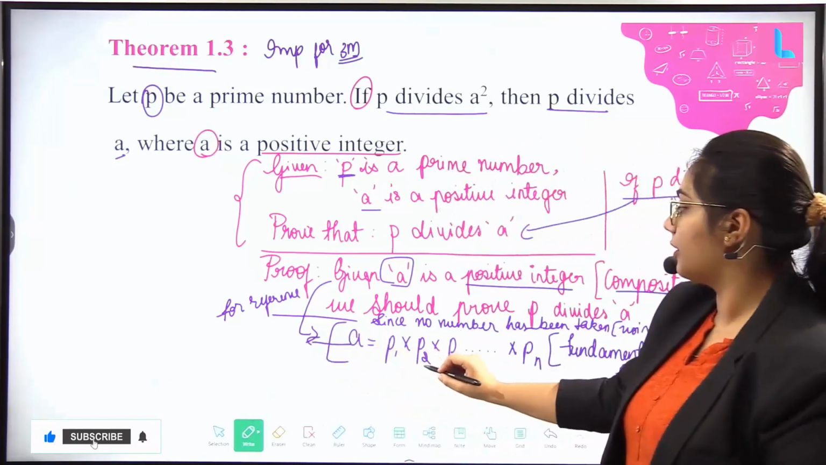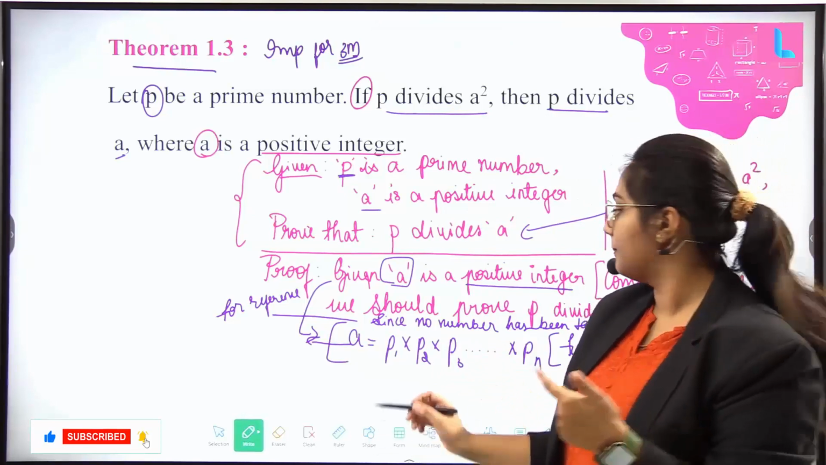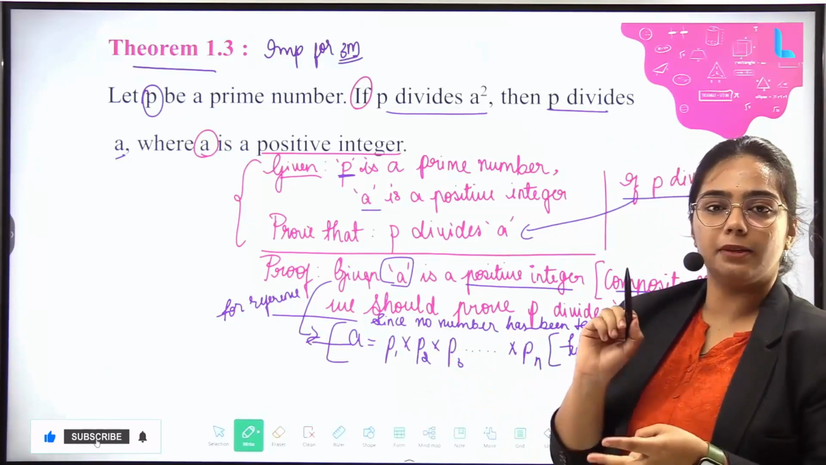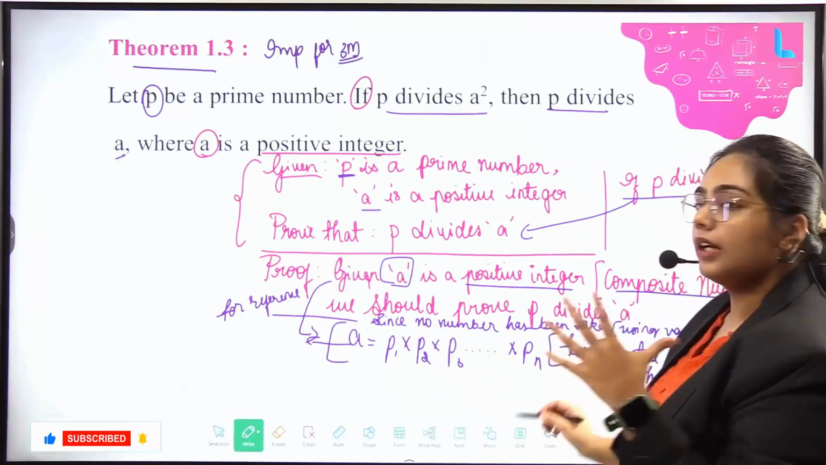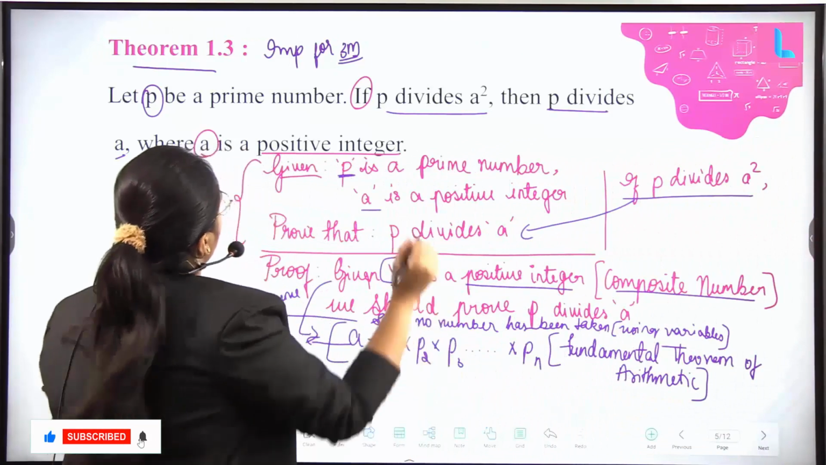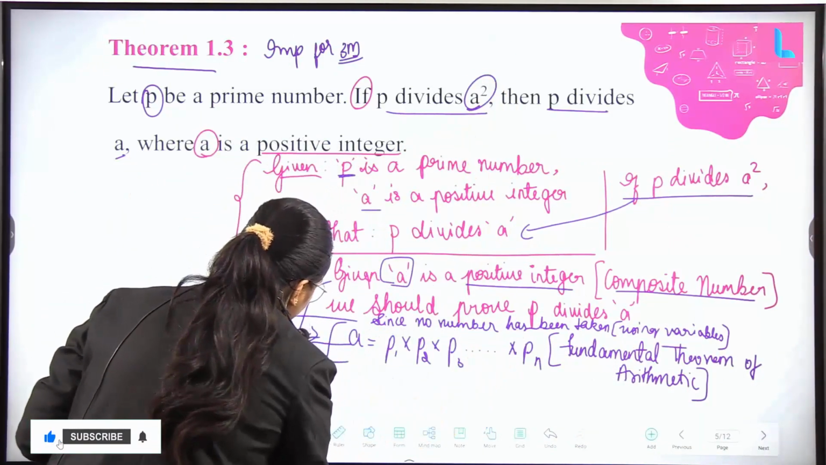for your reference I am writing that since no number has been taken using variables, if this A is a composite number, how are we going to represent? P1 into P2 and P3. What are P1, P2, P3? These are prime numbers. P1 is also a prime number, P2 also is a prime number, P3 is also a prime number. It goes on until Pn. So all these are prime numbers. So we need to get this A square. What should we do for that? Square on both sides.